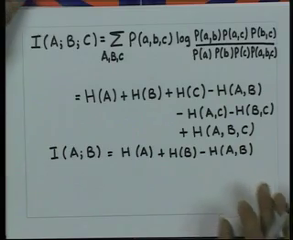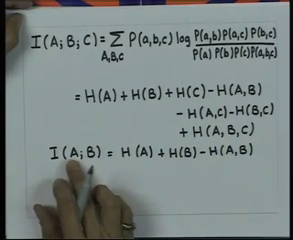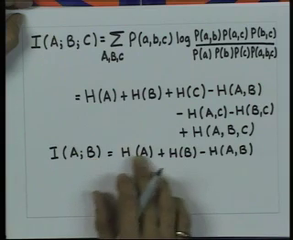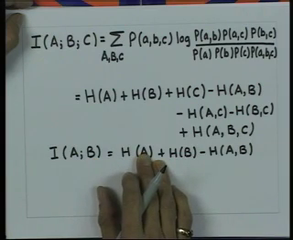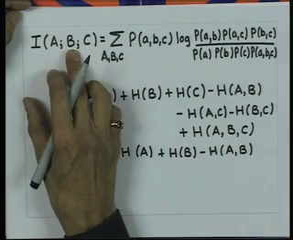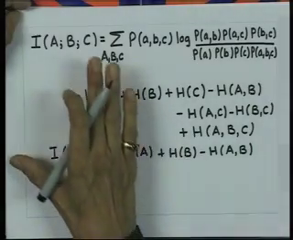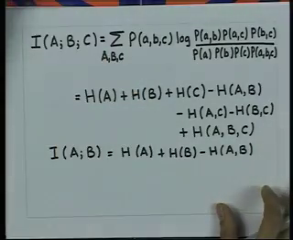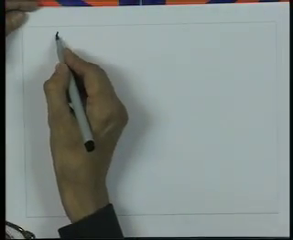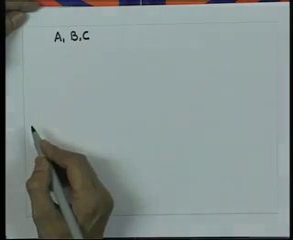Now, it is also important to note that the mutual information of A semicolon B is always non-negative. However, the mutual information of A semicolon B semicolon C can be negative. So, to show this, let us take an example. Consider the 3 binary alphabets A, B, C.